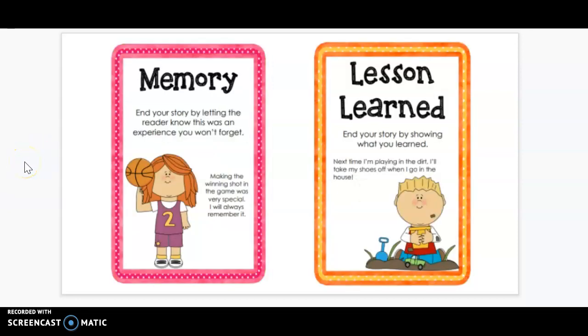You could also end your story from a memory. End your story by letting the reader know this was an experience you will never forget. Making the winning shot in the game was very special. I will always remember it.